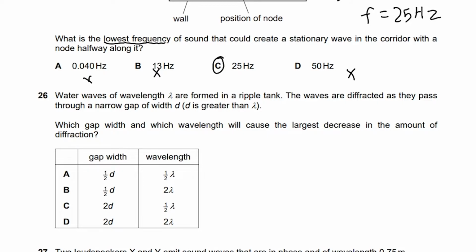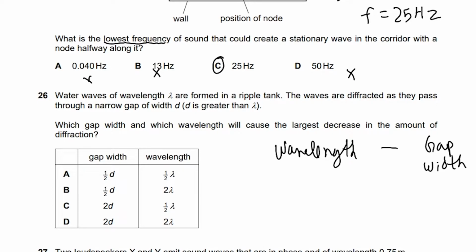Now, for the greatest amount of diffraction to take place, the wavelength and the gap width must almost be equal. So the wavelength must be equal to the gap width for the greatest amount of diffraction. But they are asking us which gap width and which wavelength will cause the largest decrease in the amount of diffraction. This means that the difference between these two must be the greatest for the largest decrease in the amount of diffraction.